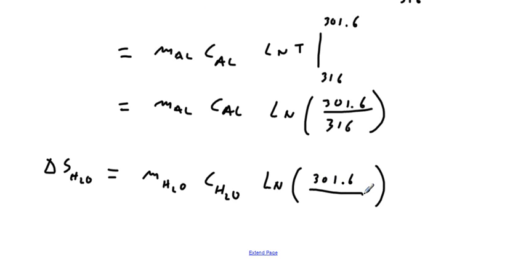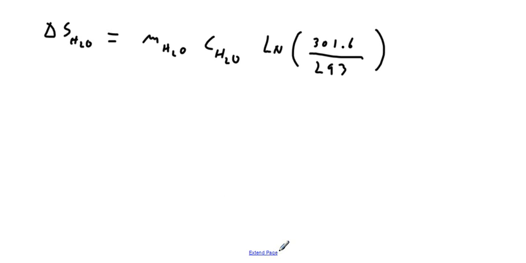301.6, and the guy on the bottom is 293. Okay, so that's what those two guys are. Alright, so now I have to add them together.